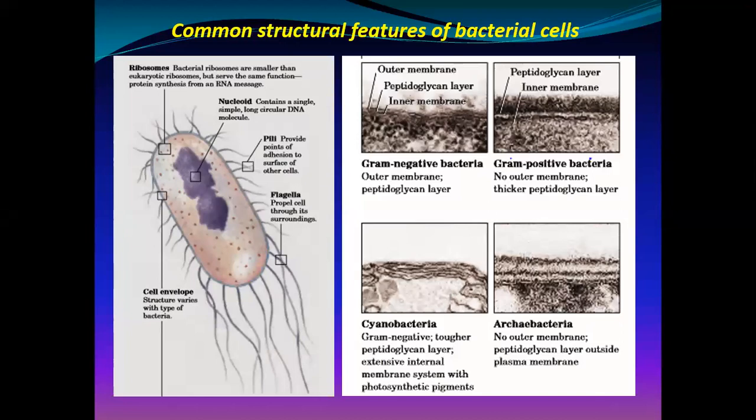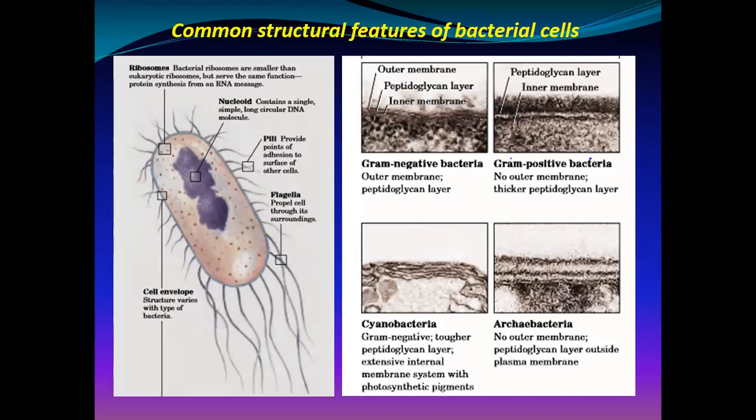We take one example of a prokaryotic cell, the bacterial cell, right? So look at a standard bacterial cell on your left hand side. Surrounding the bacterial cell, there are projections, we call them flagella, right? That is propelling the cell through its surroundings.